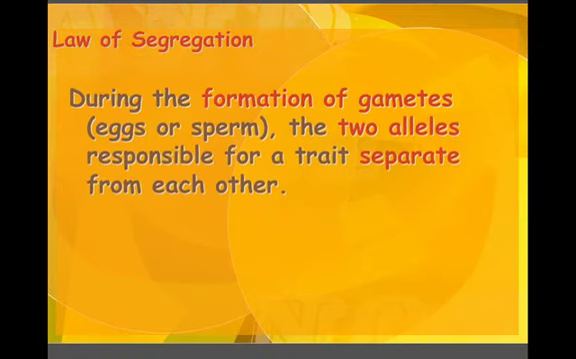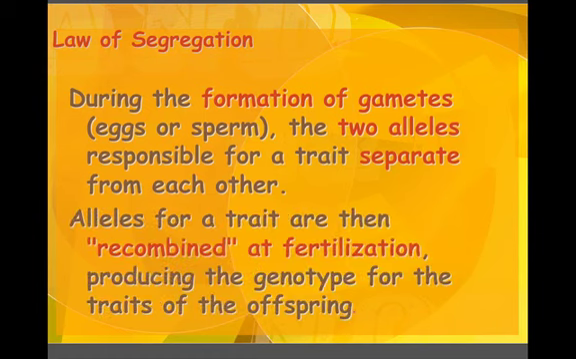Law of segregation means that during the formation of gametes, which are egg or sperm, the two alleles responsible for a trait separate from each other. And we demonstrated this also when we did the monohybrid cross. All alleles for a trait are then recombined at fertilization.